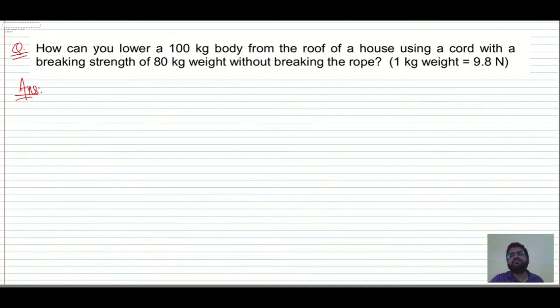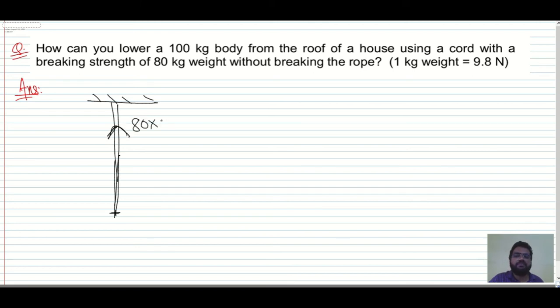Chalo, next question. How can you lower a 10 kg body from a roof of a house using a cord with a breaking strength of 80 kg weight? Okay, breaking strength of 80 kg weight indicates the maximum it can bear is 80 into 9.8, which is equal to 98 into 8. 8 8s are 64, 784 Newton. So maximum it can bear is 784 Newton.